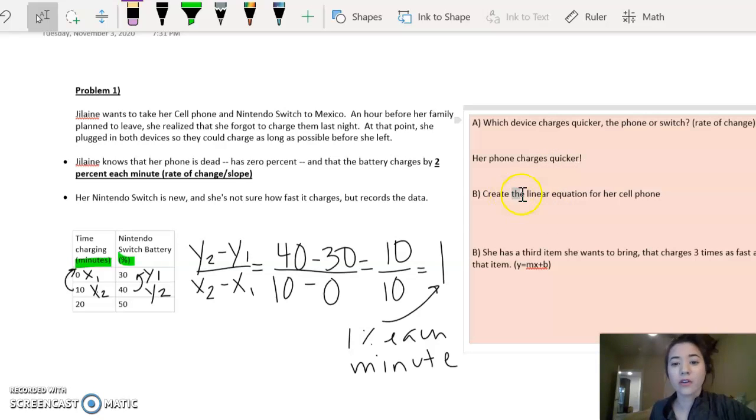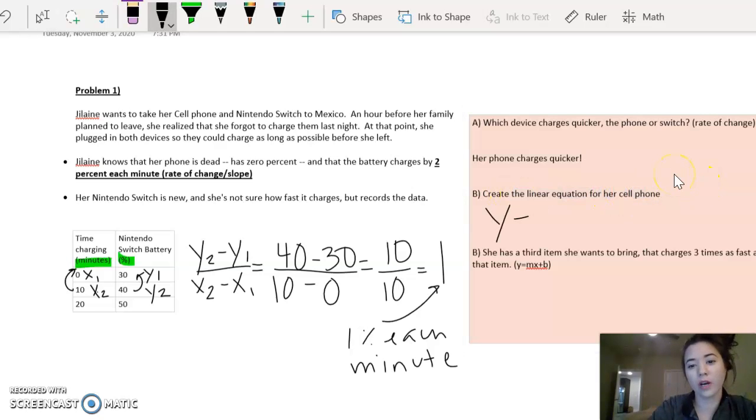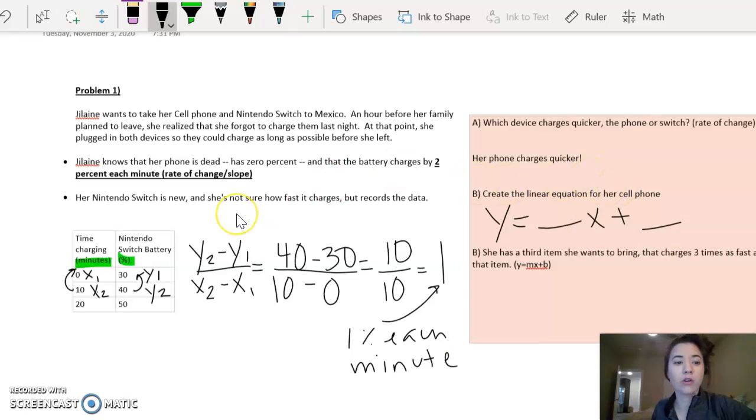Okay, and then I say create the linear equation for her phone. So we know that linear equation means y equals mx plus b. So what is the slope for her cell phone? Well, it's that 2. Which one charged quicker? Her cell phone, we knew that because it was 2. So we have a rate of change of 2. And then her phone is dead and it has 0%. So that means its starting point is just 0. And you don't have to include that. You could just say y equals 2x if you wanted to.